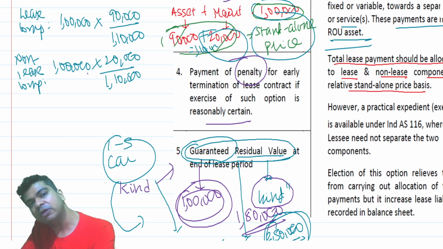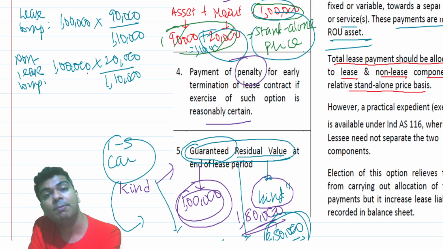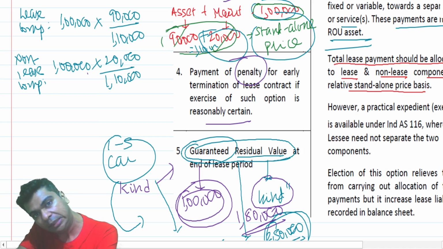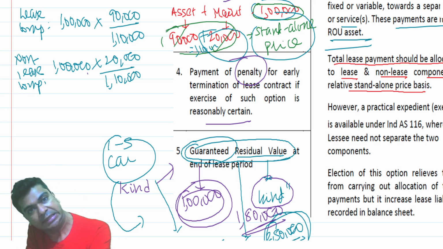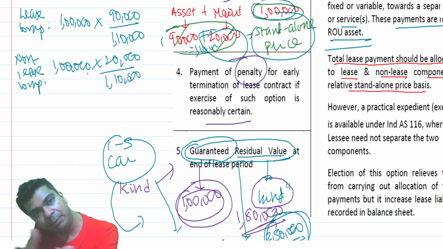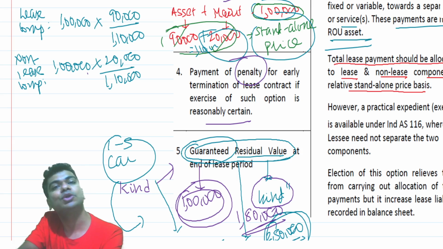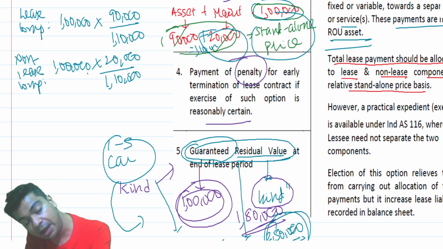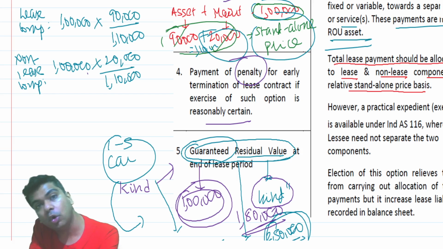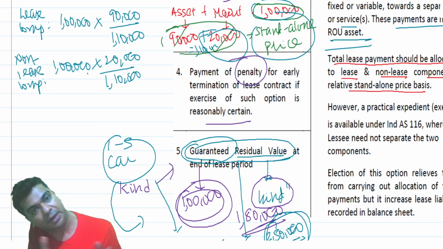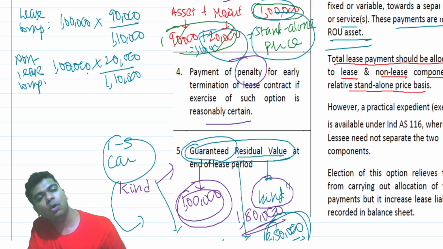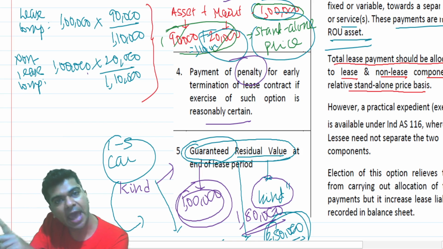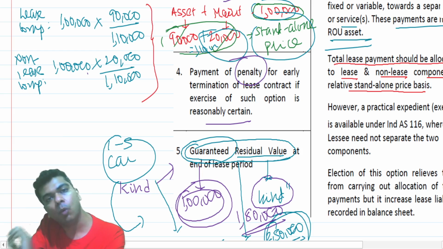However, Ind AS 116 says that although you entered into a package deal, you will have to carry out a bifurcation of the lease component and the non-lease component. Why? Because lease component will be included in the lease payments. Non-lease component will be excluded from the lease payment. So if I have to follow the principles of Ind AS 116, then the total lease payments have to be bifurcated. So on the basis of the standalone price, as you can observe over here, I am carrying out the bifurcation as demanded by Ind AS 116.